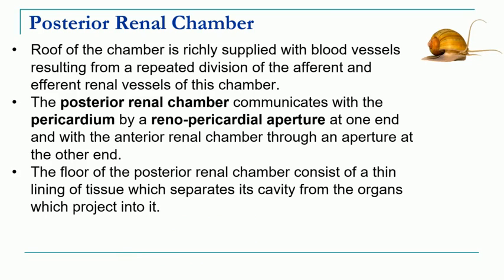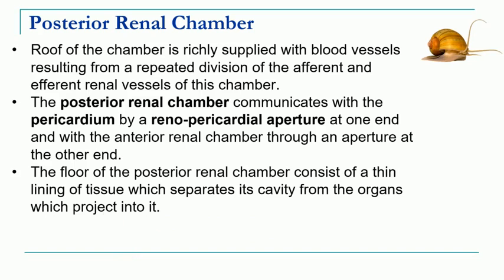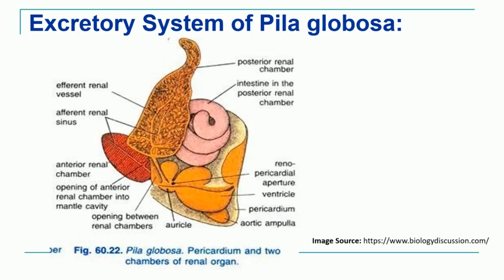Okay, now if we see more details of the posterior renal chamber, it is richly supplied, as I already told you, with blood vessels. So on the entire surface you can see these blood vessels which are supplying the blood. These blood vessels are further divided into afferent blood vessels and efferent blood vessels. So in this diagram you can see these efferent renal vessels as well as the afferent renal vessels.